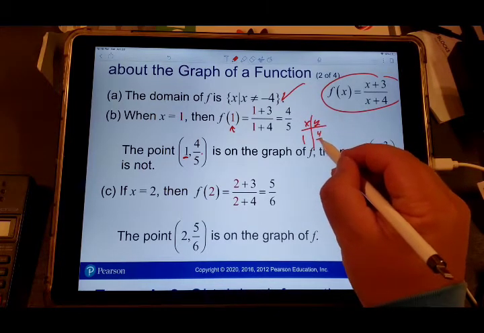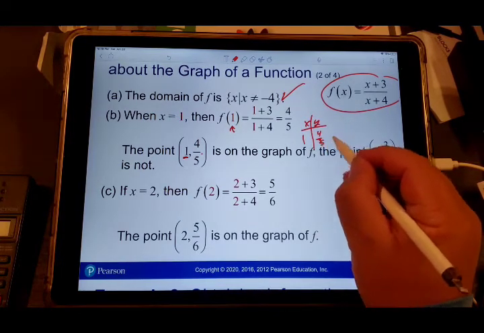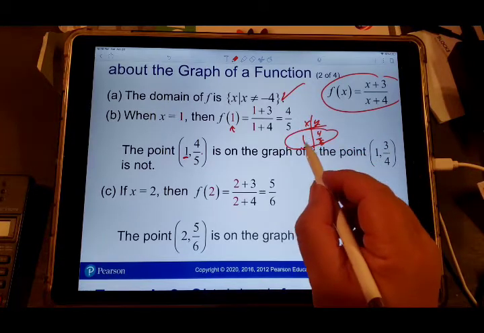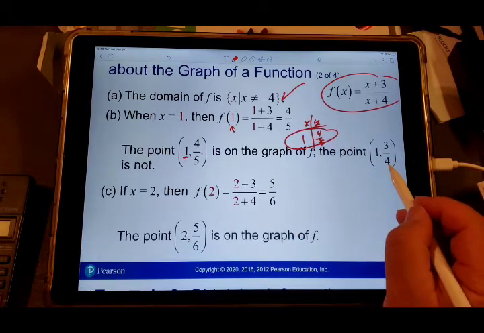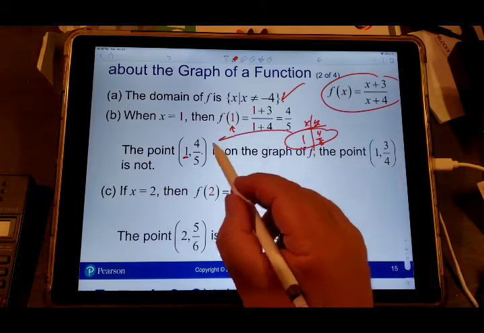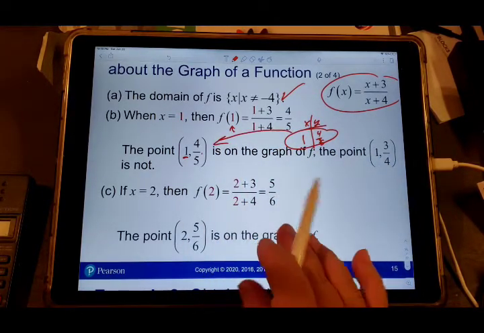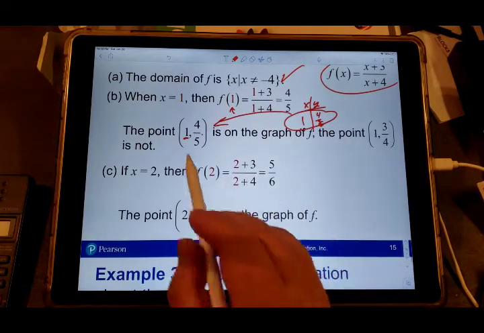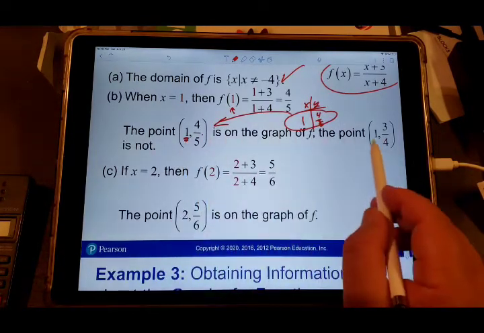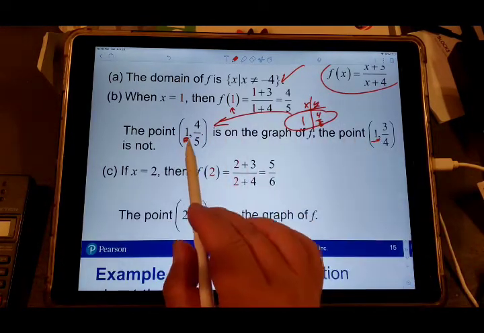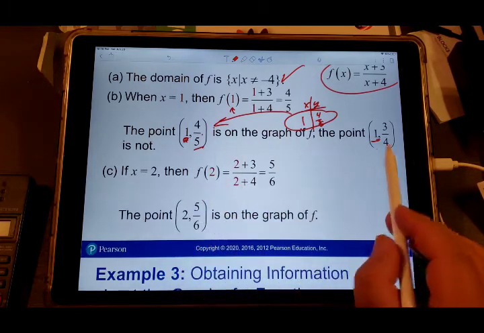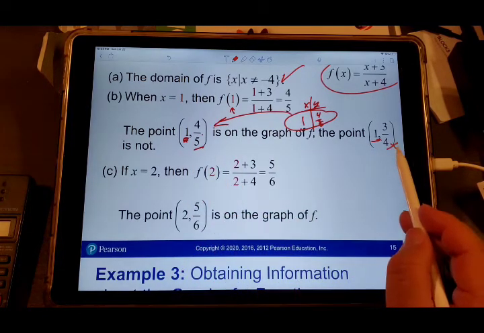I get 4 over 5 rather. If I had gotten 1, 3, 4, then the answer would have been yes, that was a point in this graph. But no, this is the point on the graph. And remember, because it's a function, there's only one point at 1. You can't have this situation where you put in a 1, you get 4 over 5, and you put in a 1, you get a different number.